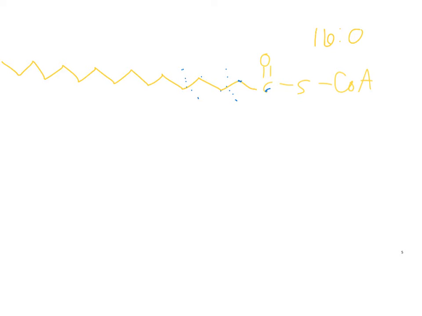So each dotted line is a round. I guess I could just make them regular cuts. So again, I'm cutting 2 carbons off every time. And what you'll notice is that the final round has 4 carbons. 1, 2, 3, 4. And the final round will give you 2 acyl-CoAs. So when you have 16:0, the number of rounds is 1, 2, 3, 4, 5, 6, 7.